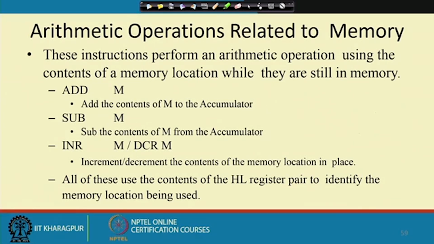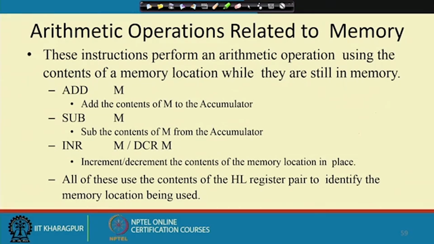If you are trying to use the memory as one of the operands, then first of all you need to ensure that the HL pair points to the correct memory location which will be used in the instruction for addition, subtraction, etc. So, you can have the ADD M instruction. It will add the content of the memory location pointed to by the HL register with the content of the accumulator, and the result will be stored in the accumulator. Similarly, we have SUB M, which will subtract the value of the memory location pointed to by HL from the A register, and the value will be stored in the accumulator.